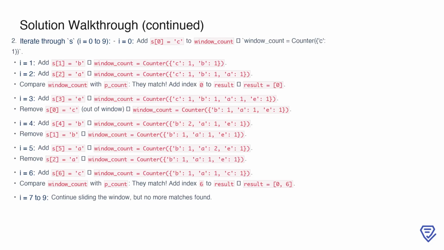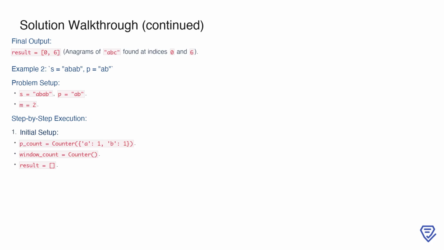This matches P_count again, so we add 6 to result, making it 0, 6. For indices 7 through 9, we continue sliding the window, but we don't find any additional matches. After iterating through S, our final result is 0, 6, indicating that anagrams of ABC are found starting at indices 0 and 6. Now let's consider another example where S is ABAB and P is AB.